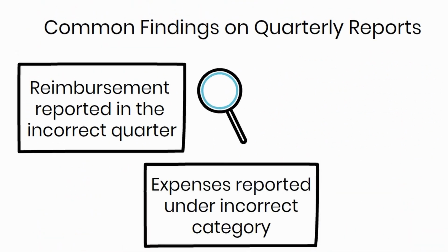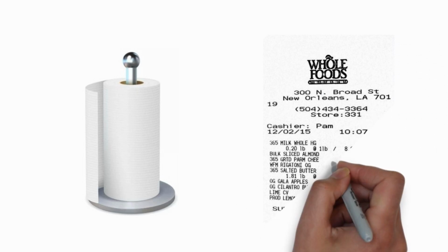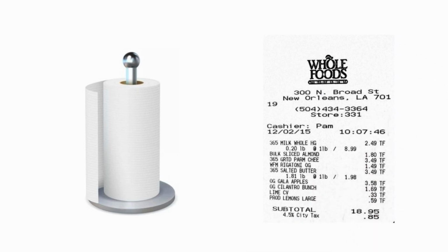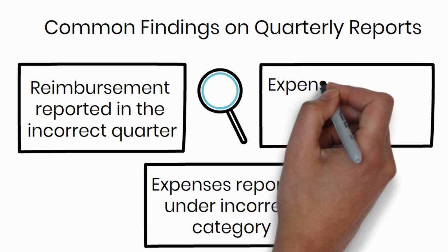Expenses reported under incorrect category. An example is if non-food supplies like napkins or paper plates are reported under the food category. It is important the sponsor has a method to separate the expenses on receipts, invoices, and in their accounting system, so the correct expense is reported under the correct category.